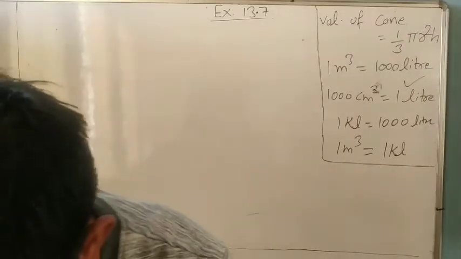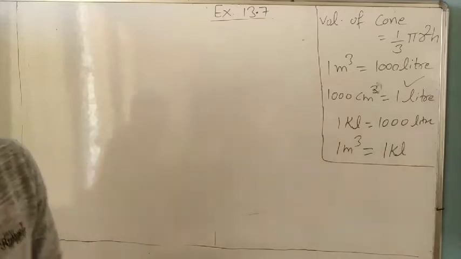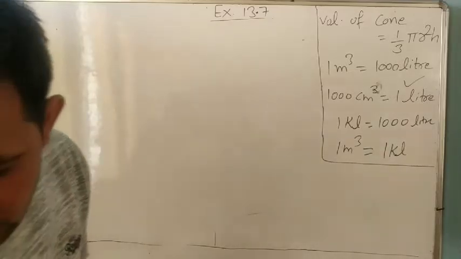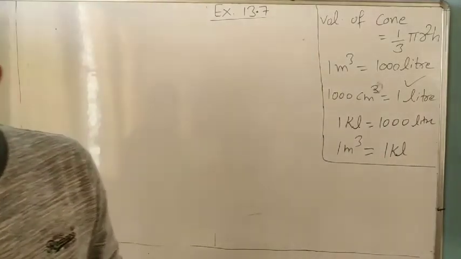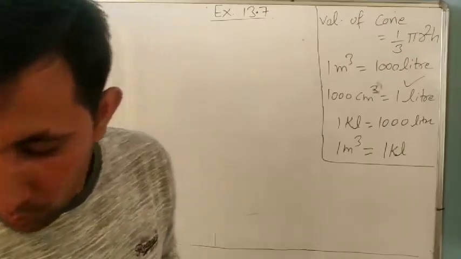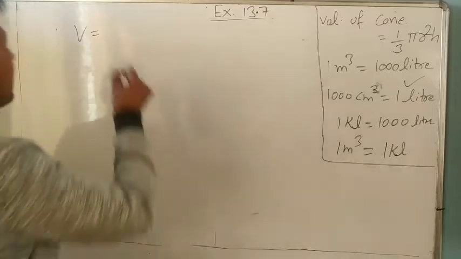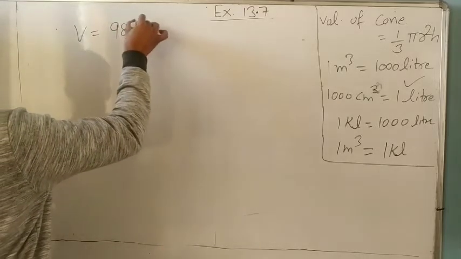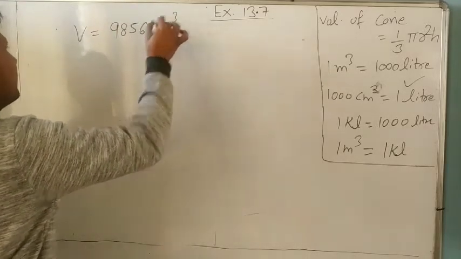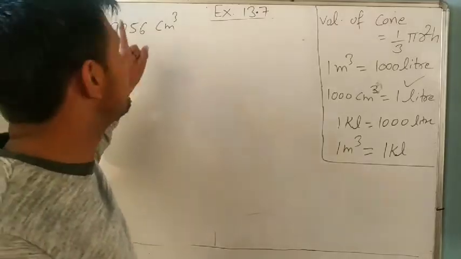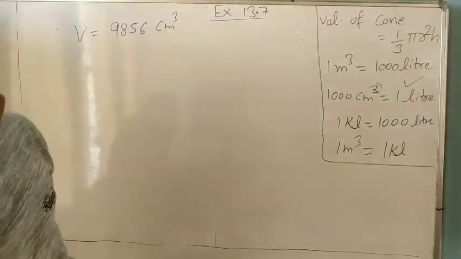Next question is, I think question number 6. Write, do yourself. The volume of a right circular cone is given: 9856 centimeter cube. If volume is given, we always put it equal to its formula.